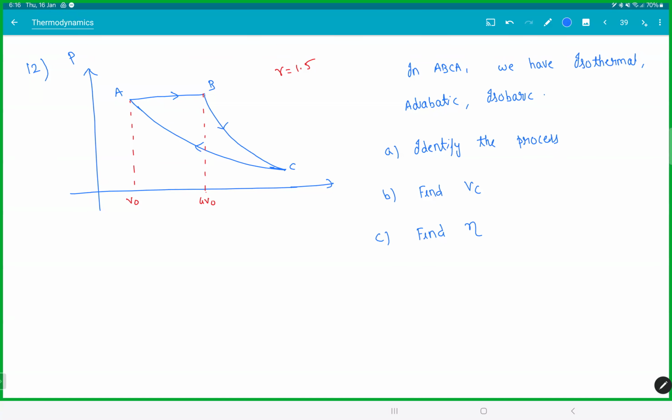Okay. You can see from the slope here. This one's slope is steep, and this one is more flattish. You can see AC is more flattish, so that is isothermal. Find VC and get the rest. I'll give you 3-4 minutes. It's a good one. If you got this on your own, I think you figured out the efficiency part.